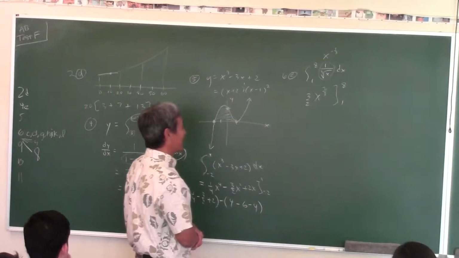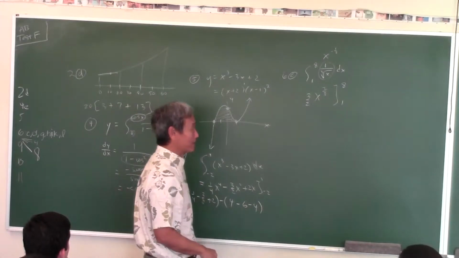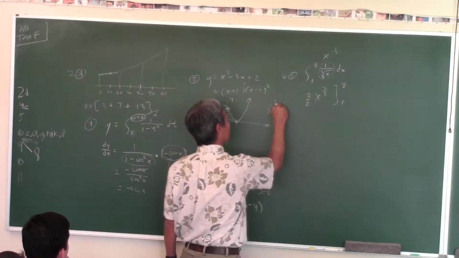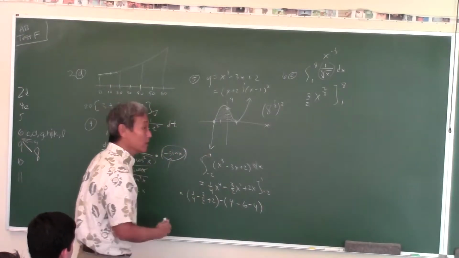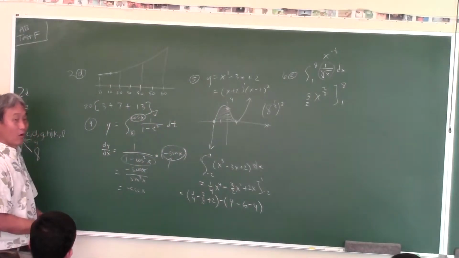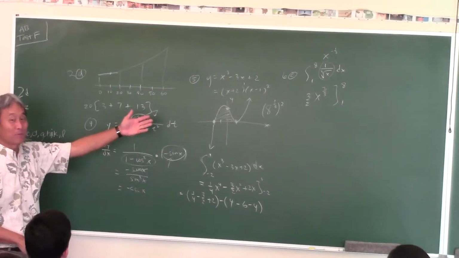Plug in the top number, 8 to the 2/3. You guys know how to compute 8 to the 2/3, right? Cube root it first, and then square it. Oh. What do you mean, oh? This is algebra 2. It makes sense.